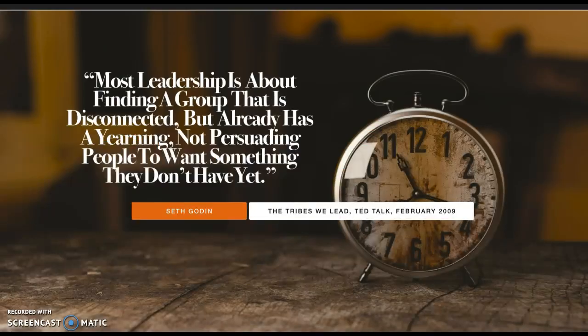And then I just loved this talk by Seth Godin, The Tribes We Lead. It's a TED Talk from February of 2009, and this quote stood out to me. Most leadership is about finding a group that is disconnected but already has a yearning, not persuading the people to want something they don't have yet. And I like this because I think that's a lot of what's happening in Brevard. There's a lot of people who are creative. There's lots of little groups, but they're disconnected.